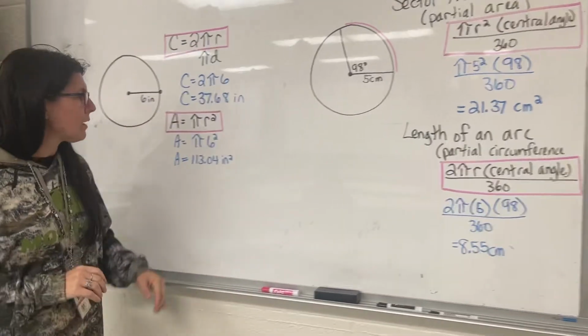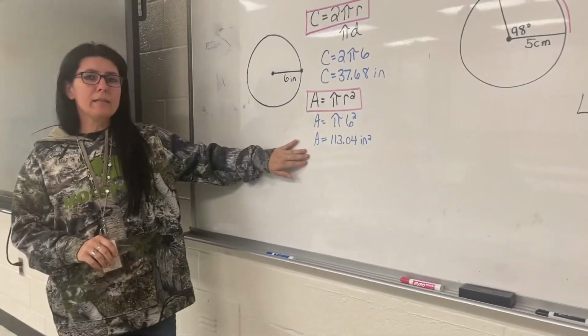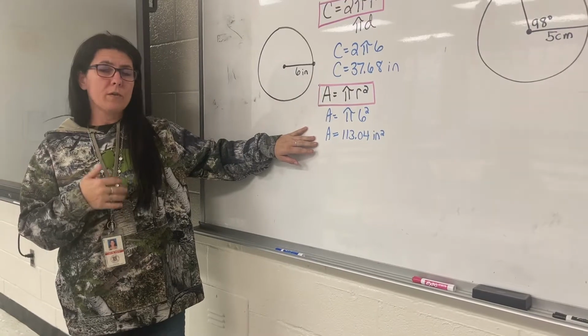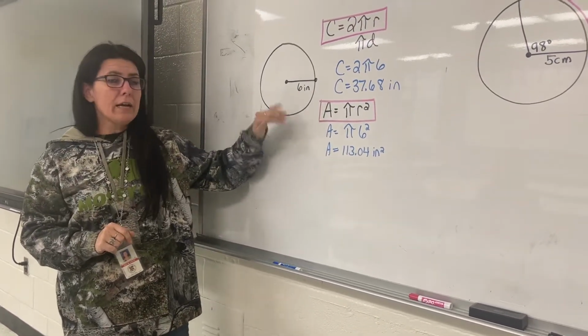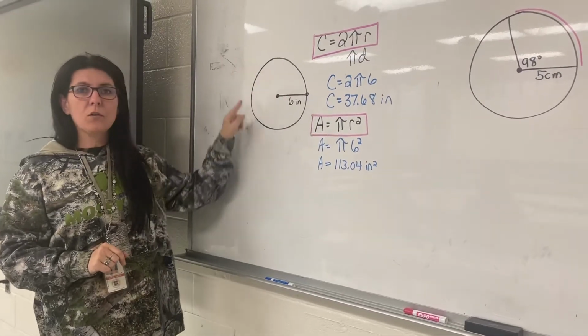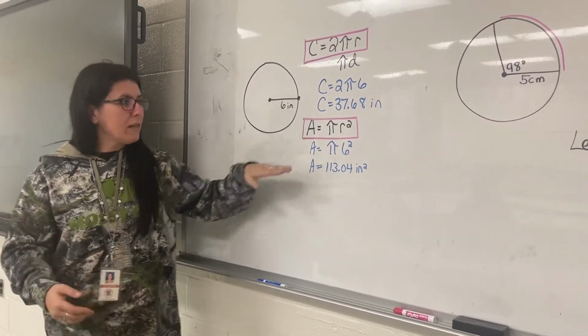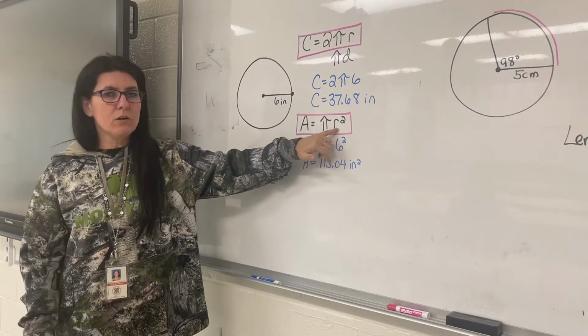The other thing I want to talk about is area. So this is the basic that I wanted you guys to know without me explaining, but I do want to make sure that we're on the same page. So the area is all the inside part of this circle, kind of like putting carpet down. The area formula for a circle is pi r squared.